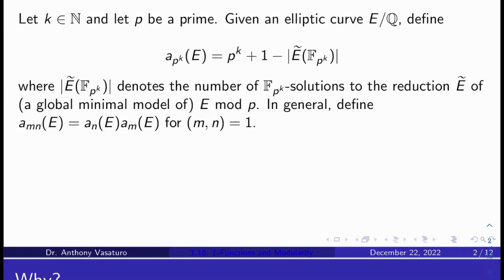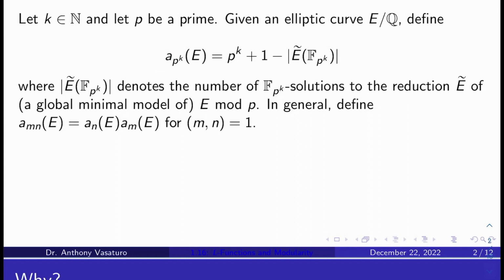In general, we'll define the a_n(E) multiplicatively. So we'll say that a_{mn}(E) is a_n(E) times a_m(E) if m and n are coprime. Using the fundamental theorem of arithmetic, you should be able then to define a_n(E) for any natural number n.